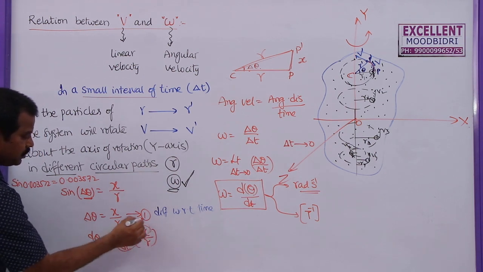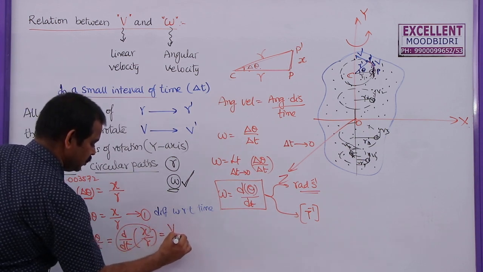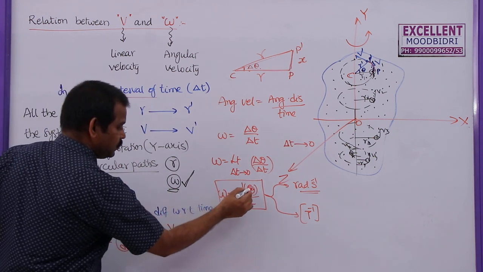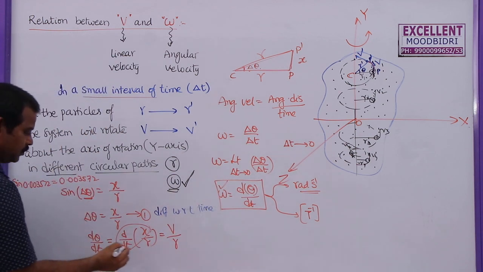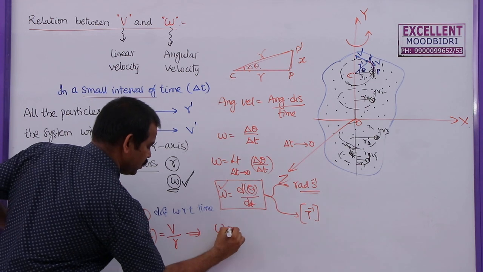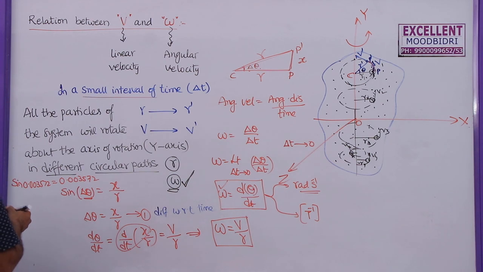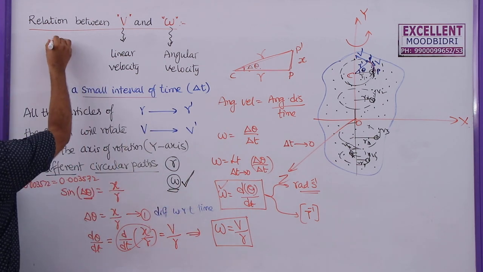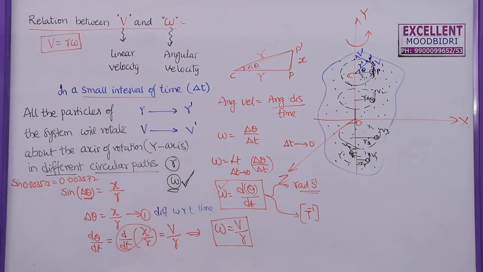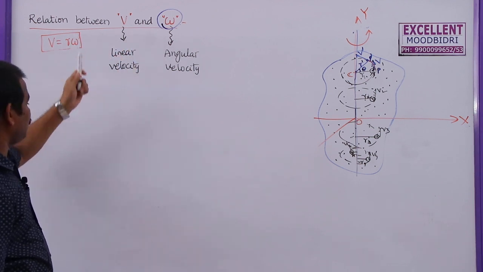What is dx by dt? That is the rate of linear displacement, which is the linear velocity v, divided by r. What is d theta by dt? It is nothing but omega. So from this I can write omega is equal to v by r. This is the relation between v and omega. So we can write v is equal to r omega. This is the scalar relation between velocity and omega.